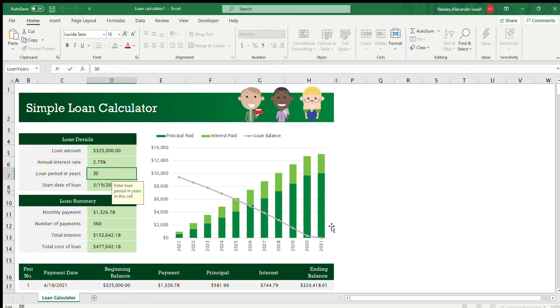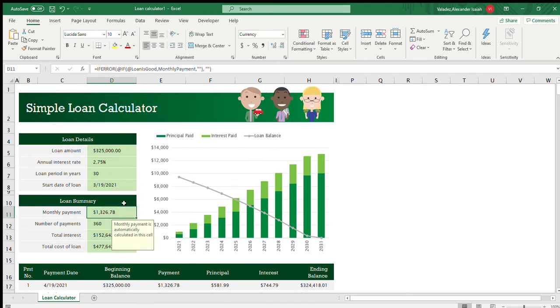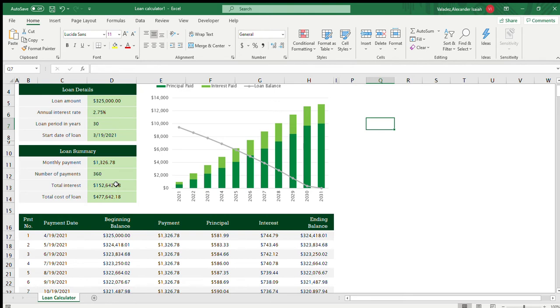So this breakdown is pretty cool. It tells you your monthly payment right here. So if I got a home loan for $325,000 at 2.75% interest rate over a lifetime of 30 years, my monthly payments will be $1,326.78 a month. The number of payments would be 360. The total interest you would spend on your home would be $152,642. So that's how much the loan cost.